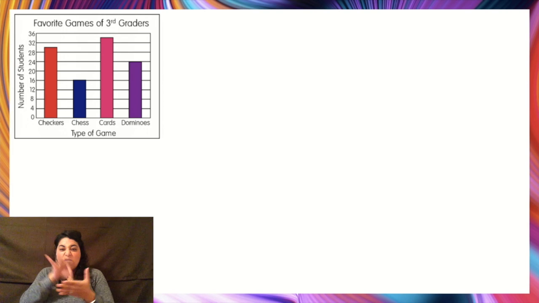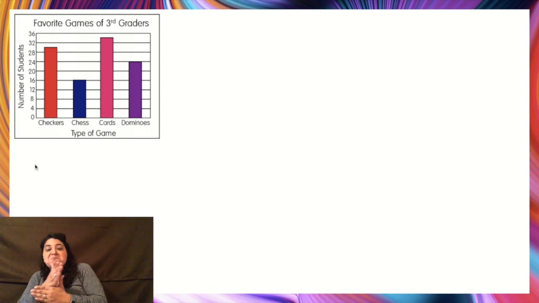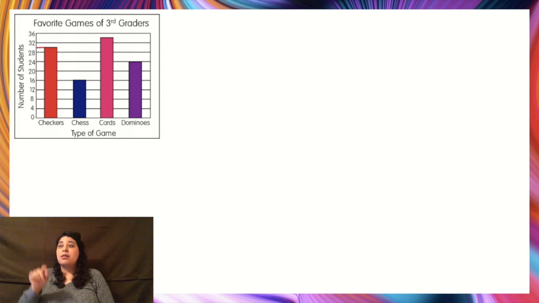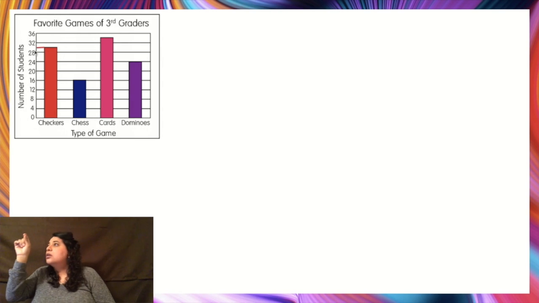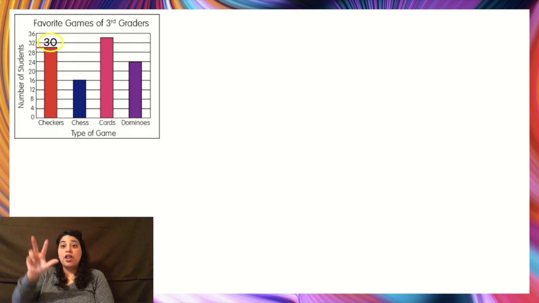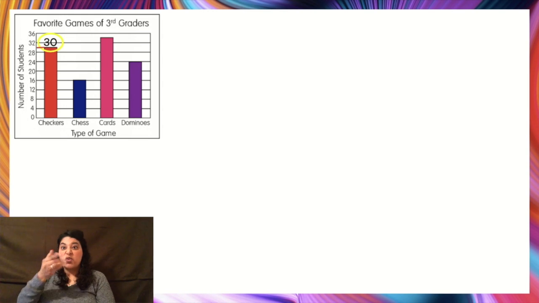So the first thing I need to do is label these bars, okay? It's gonna make your life a whole lot easier if you just label the bars. So let's take a look. We have our checkers bar in between 28 students and 32 students. So sometimes it can be kind of confusing for our eyes. So I just like to mark it. Okay, so as you can see, I've just drawn a straight line to my number of students. And I know that that's going to be 30. Okay, so all I'm doing is labeling it. This is what you would do if you had paper and pencil. Okay. I'm going to label it.